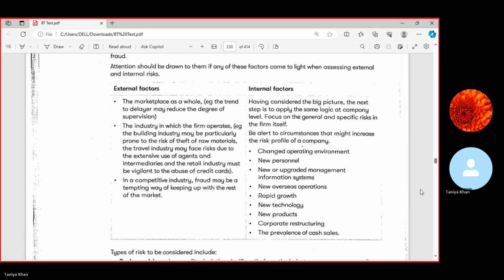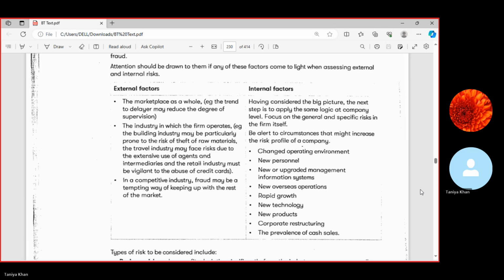The marketplace as a whole, like the trend to delayer, may reduce the degree of supervision. What is delayering? In a company, we know that there is a hierarchy. What do you mean by hierarchy? At the top, you find the CEO, CFO of the company. Then very next to him will be the general manager. Then very next to him will be the senior manager, then manager, then deputy manager, then assistant manager, and so on.